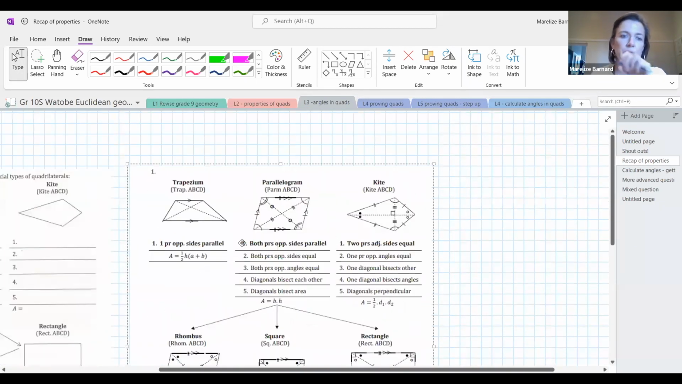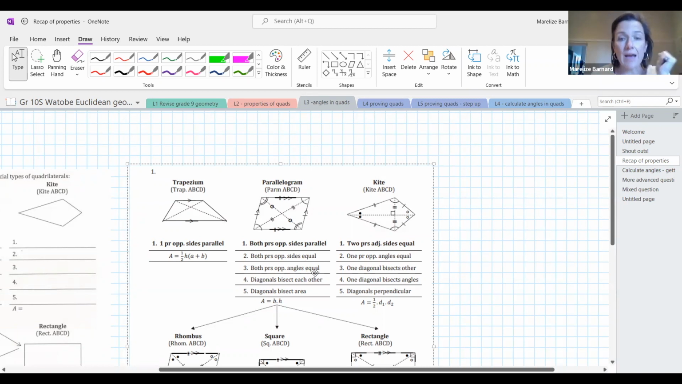So we're going to start with the trapezium. One pair of opposite sides are parallel. Don't worry about the area formula. We're not going to do area now, but it is there. You use that more in grade 9 and stuff for area.